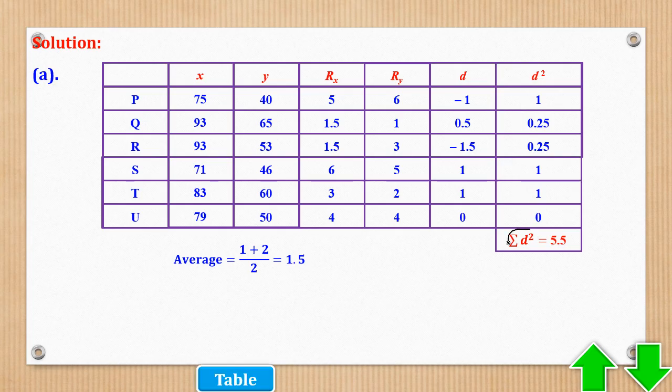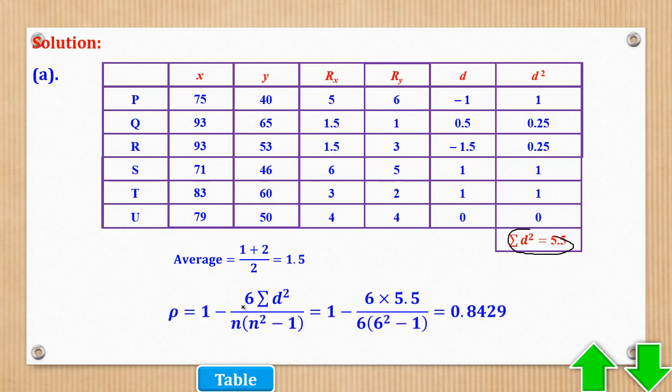So now that we have the summation of d squared, next is to calculate the rank correlation coefficient. Quote the formula and substitute, where n means the number of pairs, which is 6. The final answer should be in decimal places, not in fraction. Then we have to comment.